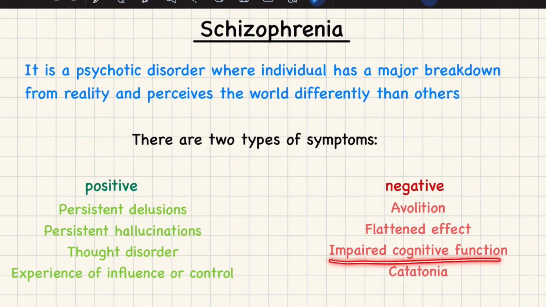Then is impaired cognitive function. This means reduced memory and reduced attention. So, a schizophrenic person cannot recall properly. They might have a short-term memory, and they cannot really pay attention to, for example, if you're speaking, they might get distracted very easily. It's something that is also, again, common in ADHD, meaning lack of memory and attention.